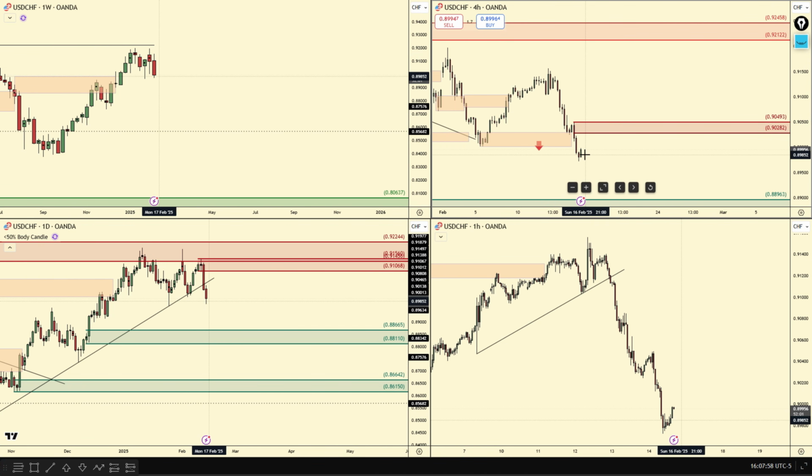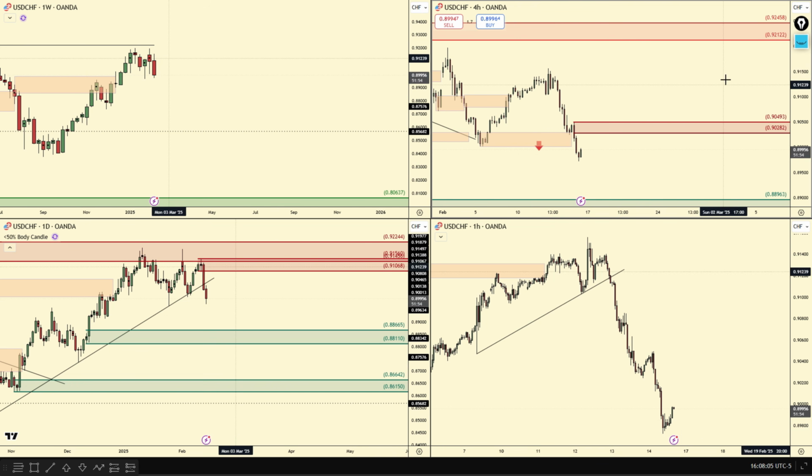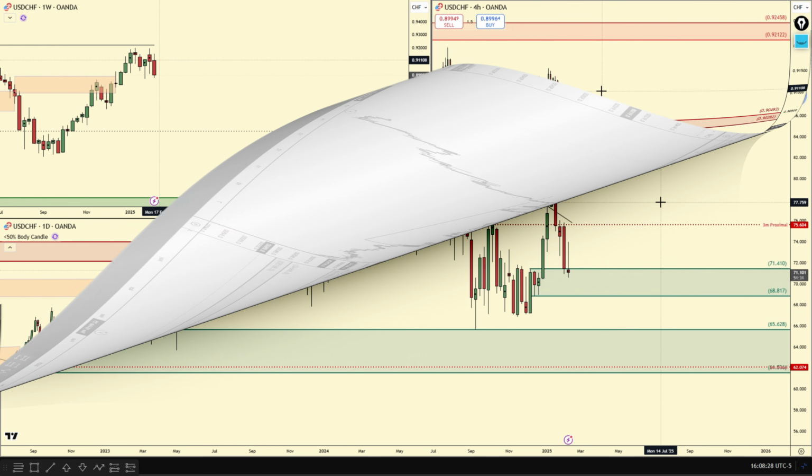And of course, day trading shorts are good because of the 4-hour trend on the downside. And like I said, I don't really see any clear demand zone on the daily chart until down to that 0.88 area. So there is really a lot of potential downside move here on the Swiss.